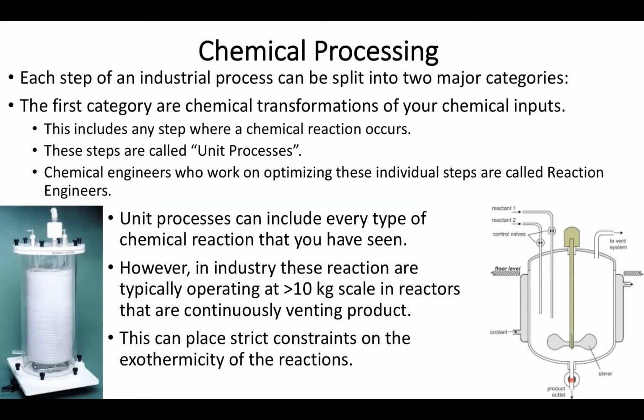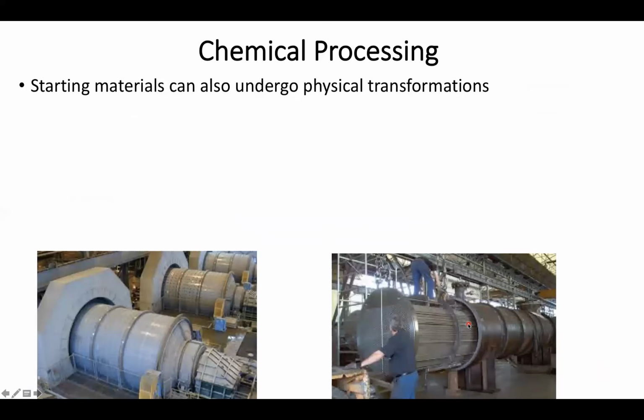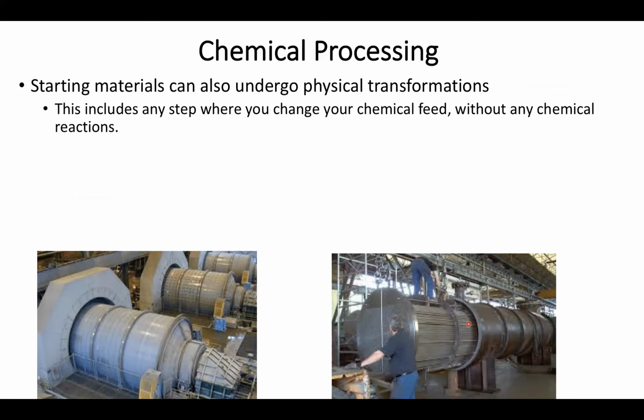However, it turns out that not all chemical engineering is unit processes. Most of it actually is going to be in terms of physical transformations. So this is essentially any step at which I have no chemical reactions occurring. So this is where I can change, say, my chemical feed, but no reactions. These are going to be called unit operations. So I have a process if a reaction takes place. I have an operation if I'm just, say, purifying my material or mixing material.